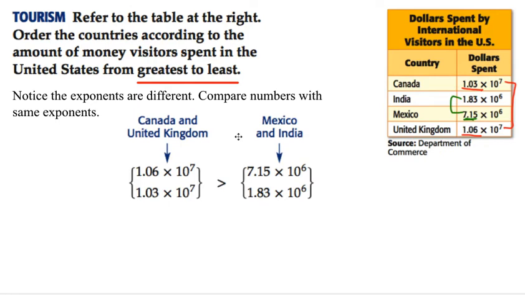So we have, in order from greatest to least, we would have the United Kingdom. Okay. Should probably write this down. I'm going to abbreviate this. United Kingdom spent the most, right? 1.06 times 10 to the 7th. And then Canada. And then after that we would have Mexico comes next. And lastly we would have India. So in order from greatest to least, we would have UK, Canada, Mexico, and India.